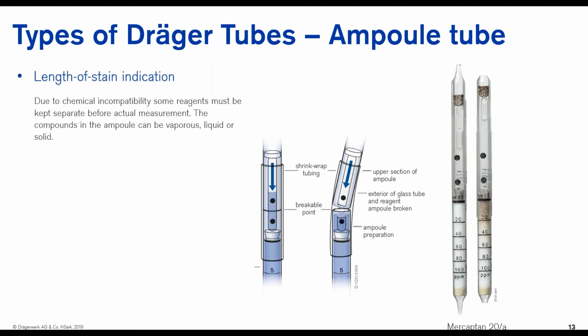For the tube itself, we do have a few designs. We also have a two ampoule tube design, where you have an upper section and a lower section of ampoule. So do look into the instruction manual to understand how you should take a measurement. For example, for the two ampoule tube design, the upper section is what you need to break before you do any measurements, and then you break the lower section. If unclear, please look into the instruction manual for more details.